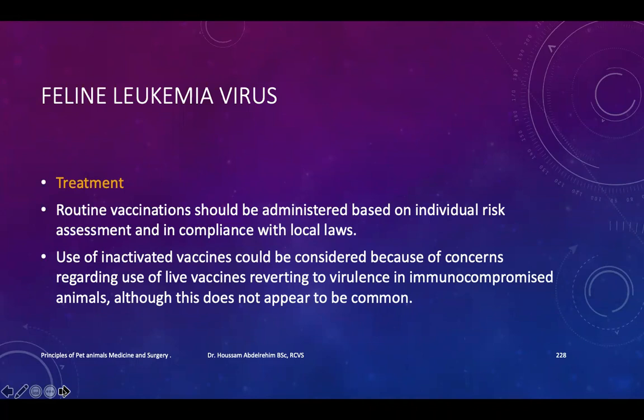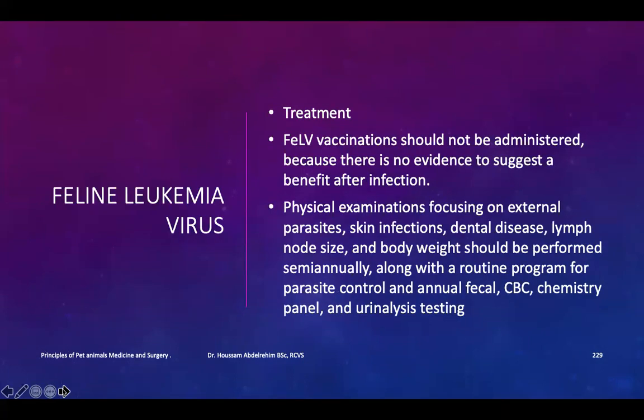Routine vaccination should be administered based on the individual risk assessment and in compliance with the local laws. The use of inactivated vaccines should be considered because of the concerns regarding reversion to virulence of live vaccines in immunocompromised animals, although this doesn't appear to be common. The feline leukemia virus vaccination should not be administered because there is no evidence to suggest a benefit after infection. Once the cat has taken the infection, what would you do with the vaccine now?